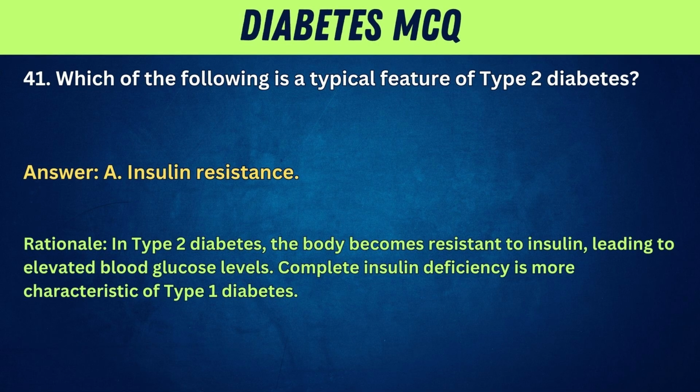Insulin resistance. Rationale: in type 2 diabetes, the body becomes resistant to insulin, leading to elevated blood glucose levels. Complete insulin deficiency is more characteristic of type 1 diabetes.